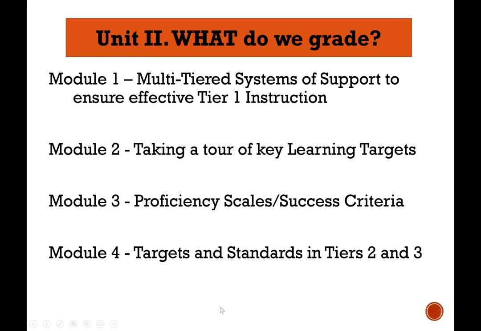In Unit 2, what do we grade? We will have 4 modules. Module 1, we talk about multi-tiered systems of support to ensure effective Tier 1 instruction. Module 2 is taking a tour of key learning targets. And Module 3, the role of proficiency scales and success criteria that go along with each of those learning targets. And in Module 4, we talk about the roles of Tiers 2 and 3 in a multi-tiered systems of support in terms of grading targets and standards.